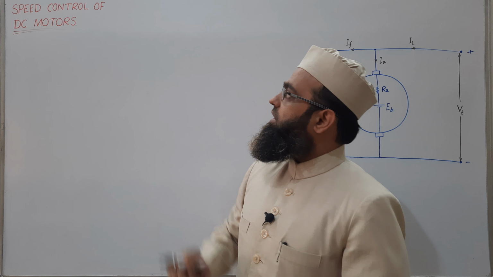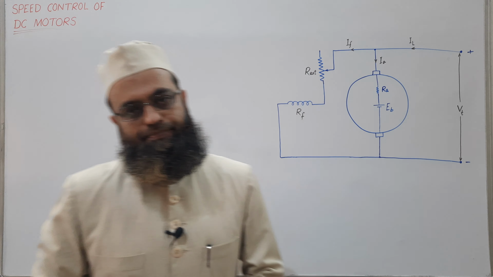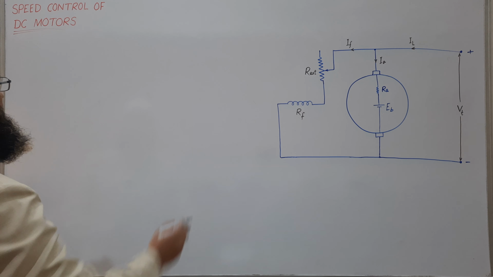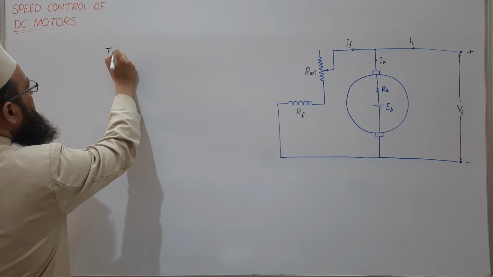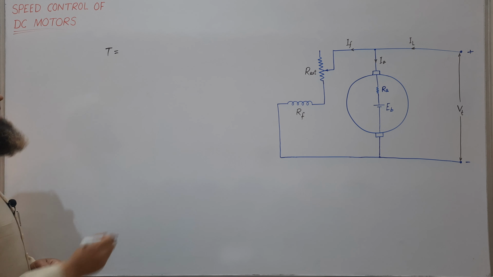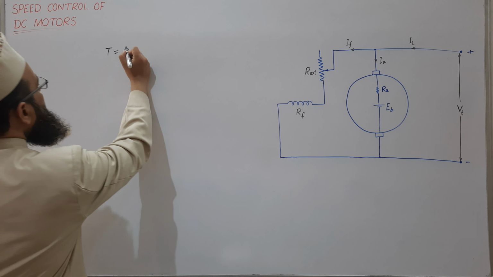Dear students, in this lecture I am going to discuss speed control of DC motors. Recall, electrical torque in DC machine is given by phi PZIA upon 2 pi A. We have already derived this in our previous lectures. So let us represent electrical torque by TE, and later for load torque we will represent TL.